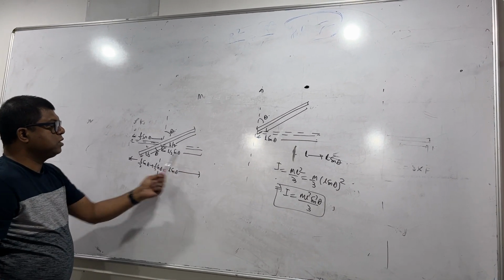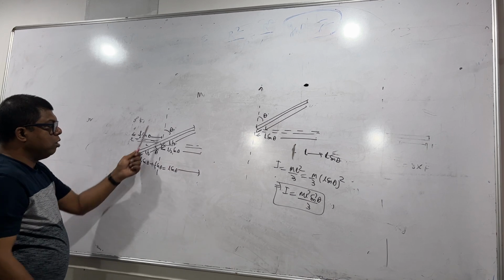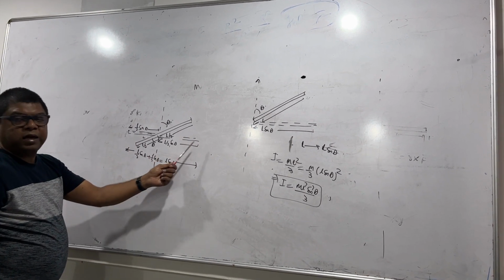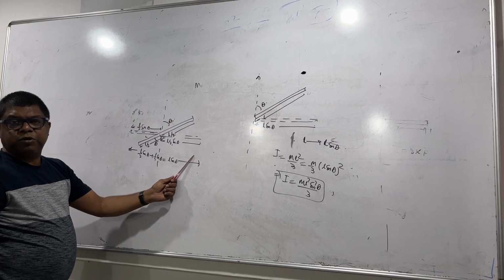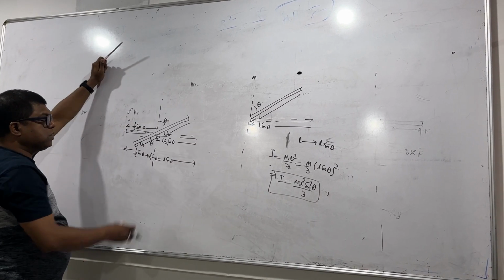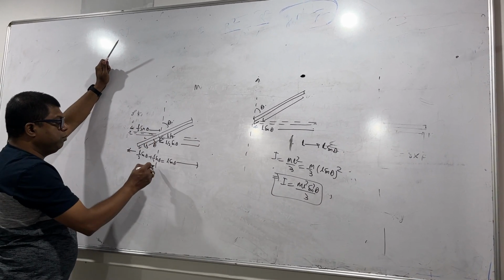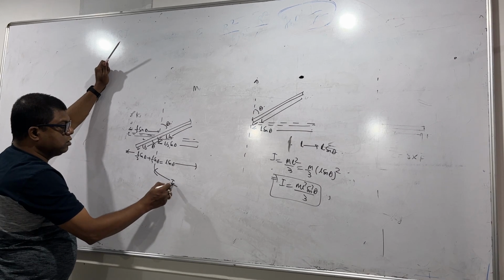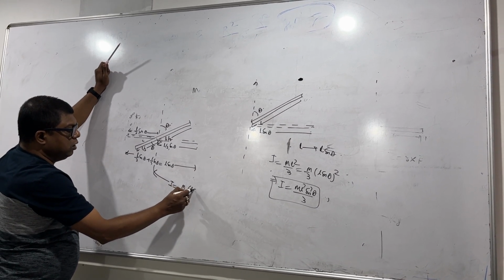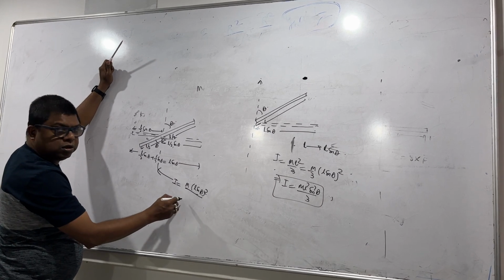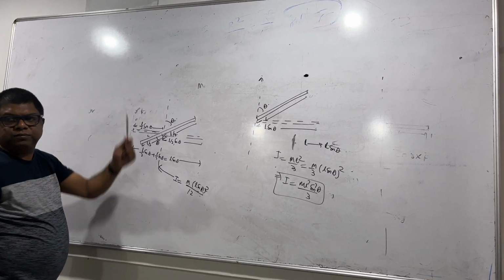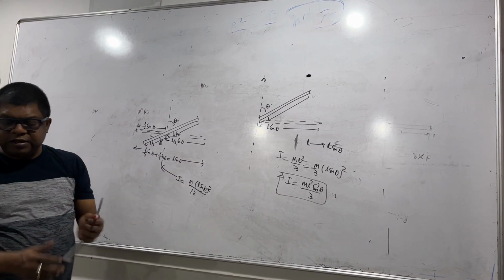So the component along this direction, the total length of the rod, is L sin theta. The axis passes through the center. So the moment of inertia about this axis is I equal to M into L sin theta whole square by 12, that is M L square sin square theta by 12. Yes or no?